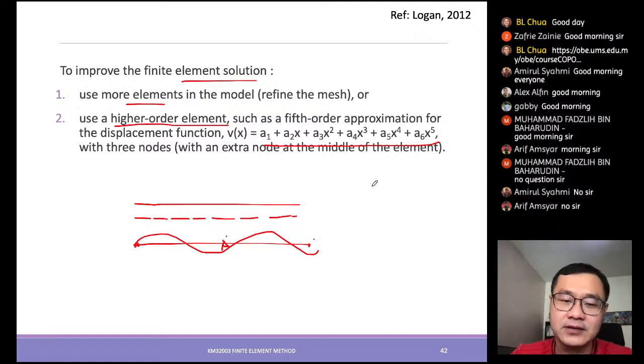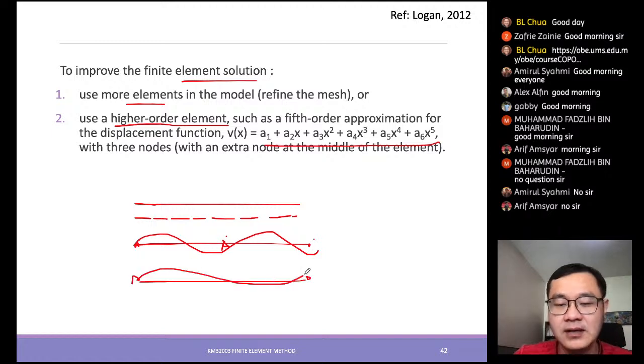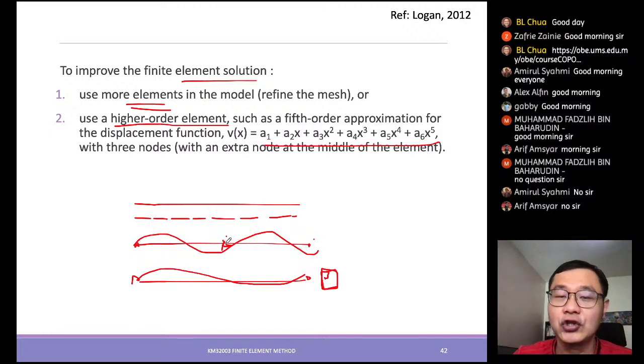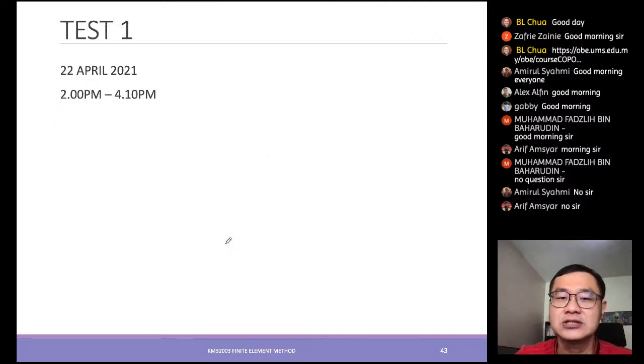So far what we use is a 2 node element and a polynomial of power 3 to approximate the displacement. This is the model that we use to derive the displacement function. Therefore, if we intend to improve the solutions, either add more elements or use a higher order element which has the mid node.